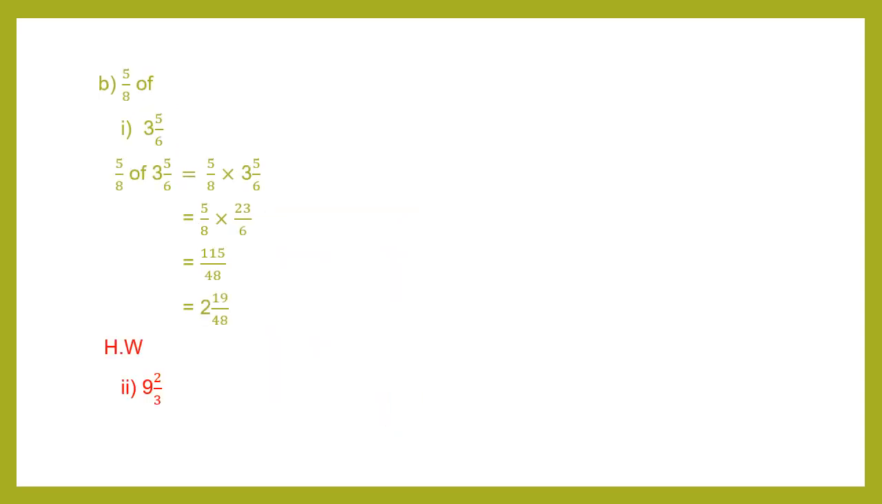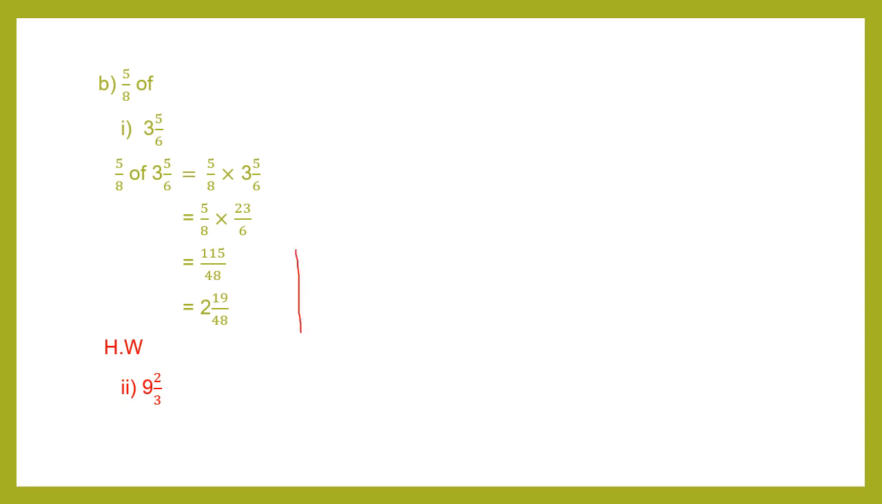Question number B. 5 by 8 of, first one, 3 5 by 6. So 5 by 8 of 3 5 by 6 is equal to 5 by 8, of means multiplication, 3 5 by 6. Convert this mixed fraction into improper fraction. 6 3s are 18. 18 plus 5, that is 23 upon 6. Now multiply, 23 5s, that is 115 upon 8 4s are 48. Again, it's an improper fraction. Convert to mixed fraction by dividing 115 by 48.